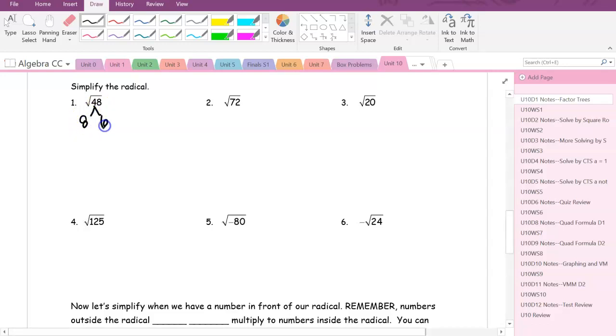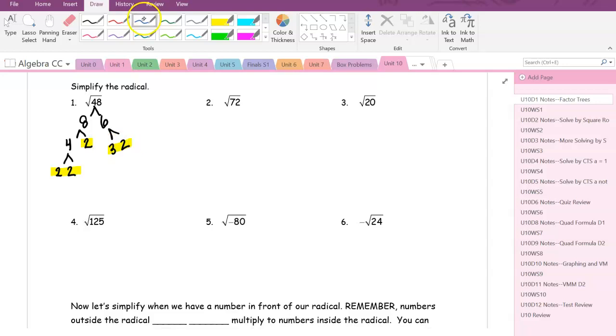48 I know is 8 times 6. 8 is 4 times 2. 4 is 2 times 2. 6 is 3 times 2. So I'm going to look at all of my primes here. Primes are at the very end of your tree.